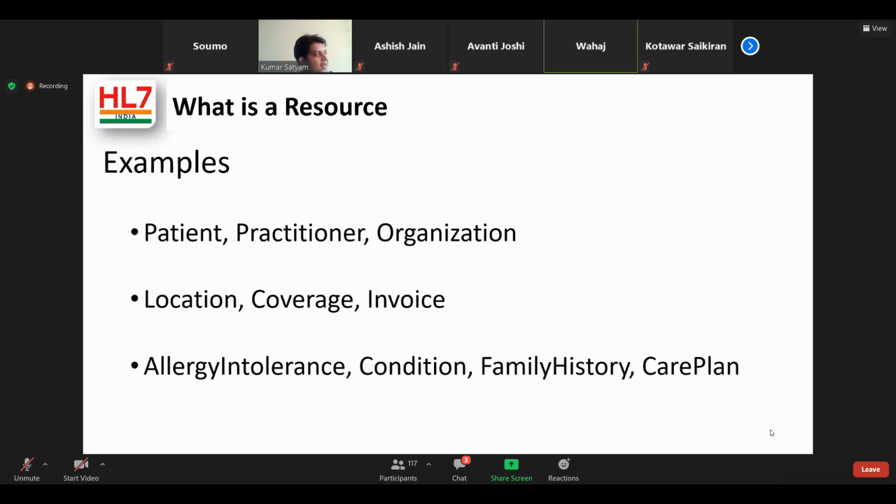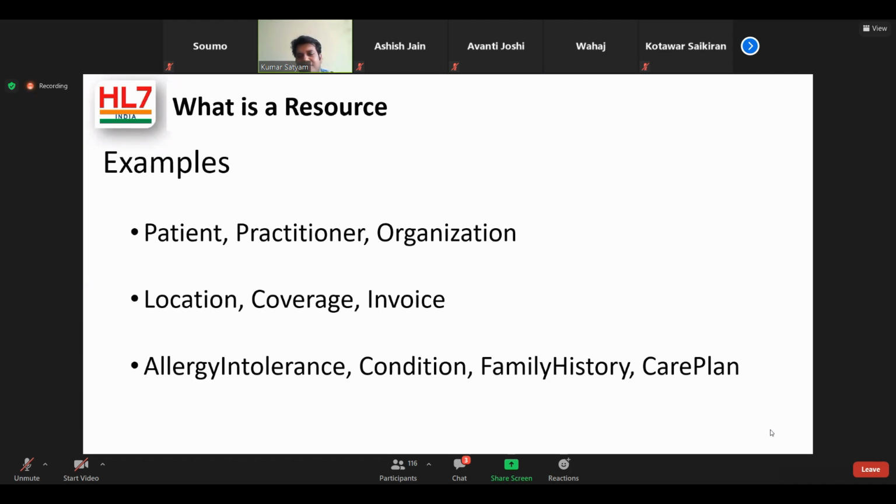And then we had a lot of clinical things, because in healthcare you're dealing with a lot of clinical and a lot of medical stuff. So for example, allergy intolerance, condition, family history, care plan, everything of such is a FHIR resource. So what is a FHIR resource? A FHIR resource is a logical entity which is self-contained and which can be operated on its own, right? So that's the basic definition of a FHIR resource as I see it.